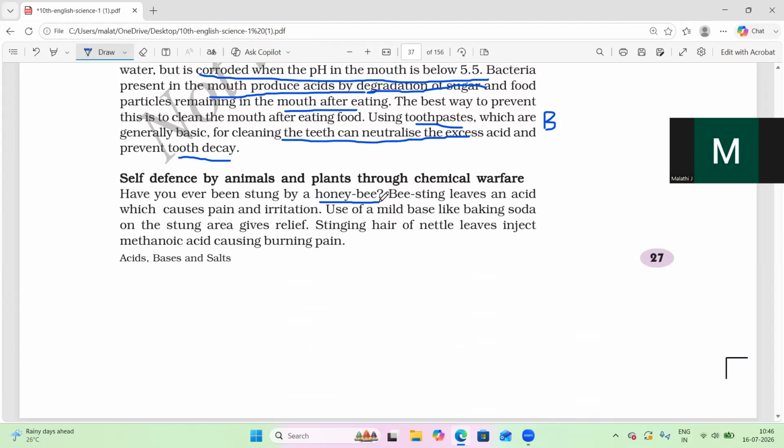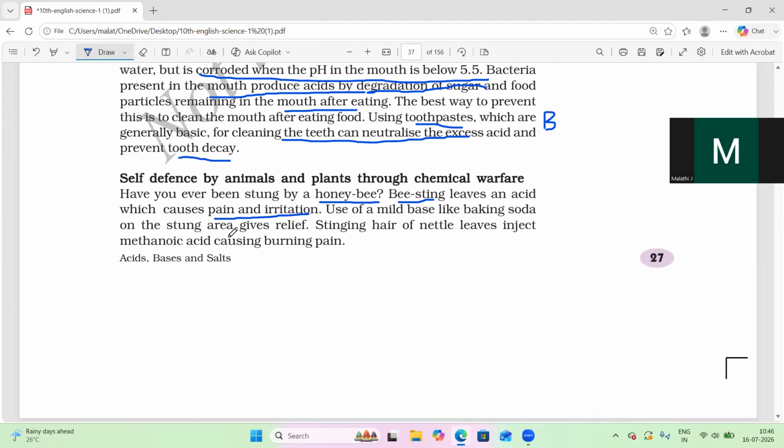Then, self-defense by animals and plants through chemical warfare. One example we can observe is the honeybee sting. When a honeybee bites, what will happen? It will release some acid into our body, and we will get pain and irritation at the place where it bites our skin, because it releases an acid into our body.